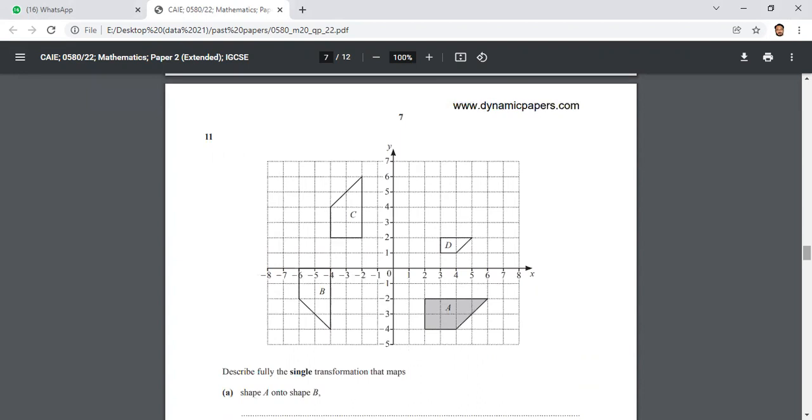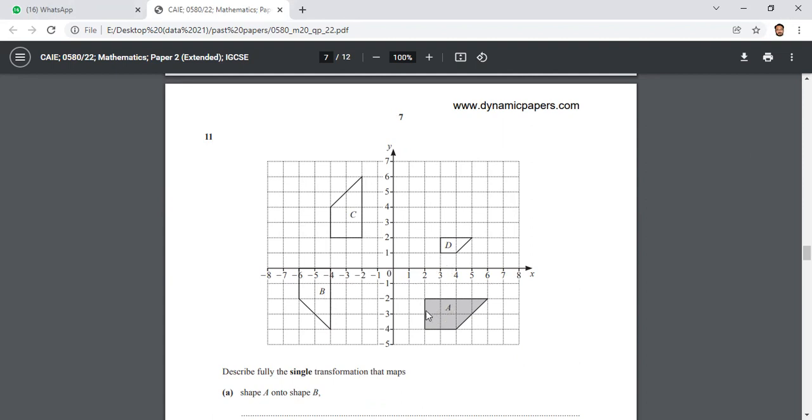This question number 11 is about transformation, and we know in transformation there are translation, rotation, reflection, and enlargement. And in this question, if we see properly, they are talking about describing fully the single transformation that maps shape A onto shape B. So shape A to B, shape A to C, and shape A to D. These are the 3 parts.